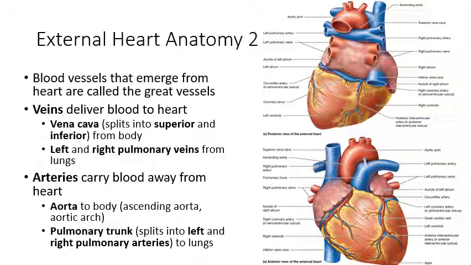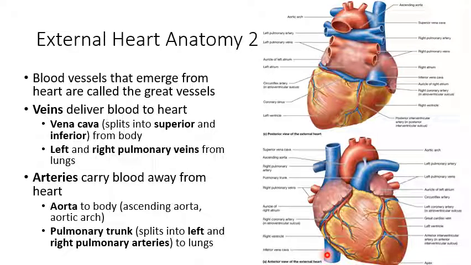The heart also has great vessels emerging from it and going into it, which are divided into veins and arteries. All veins deliver blood to the heart or carry blood towards the heart, and all arteries carry blood away from the heart or take blood from the heart. So the 2 great veins that go into the heart are the vena cava and the pulmonary veins. The vena cava is divided into the inferior vena cava and the superior vena cava. It's returning blood from the body to the heart onto the right side of the heart.